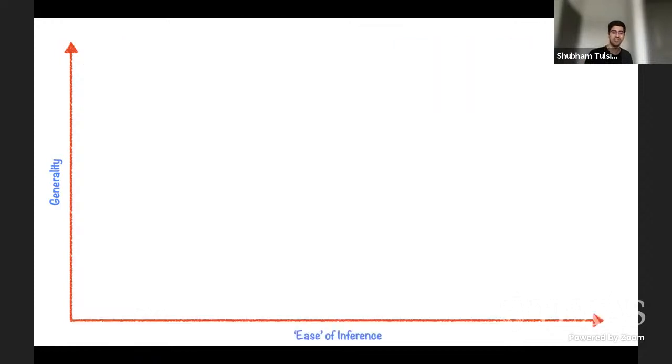And so this is the landscape that I want to emphasize today, which is we want to develop systems that are ideally both general and work across a broad set of categories, while also being able to easily apply them to novel objects that we are interested in scanning.